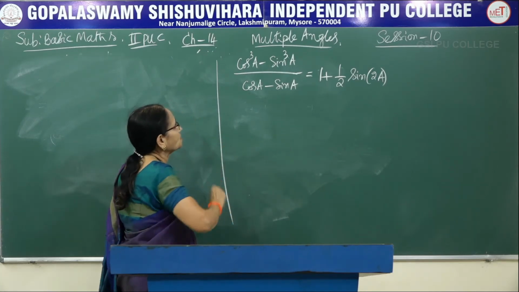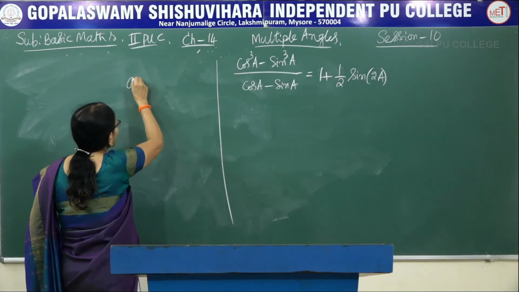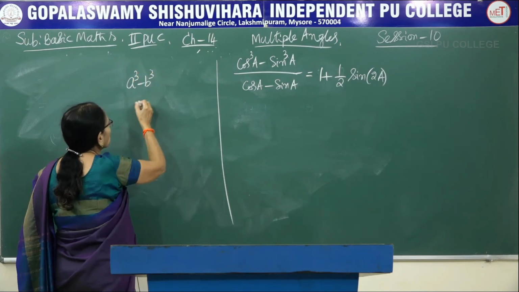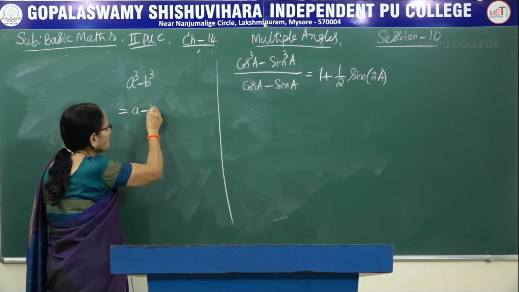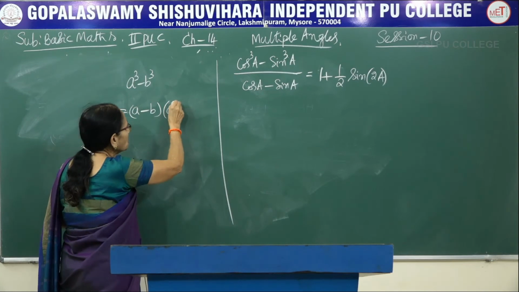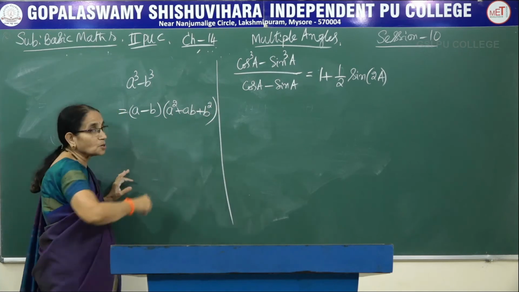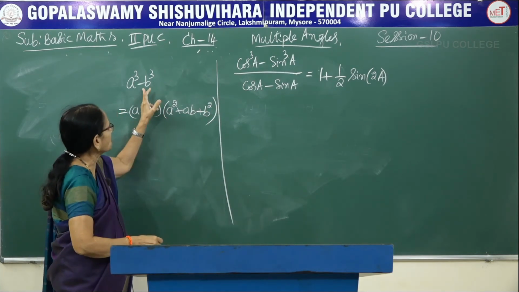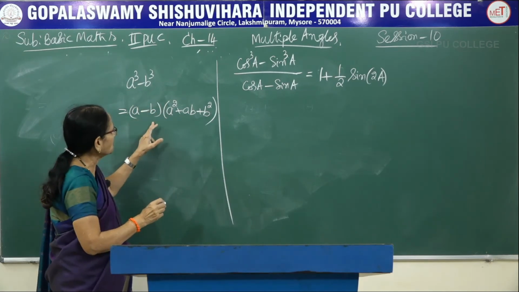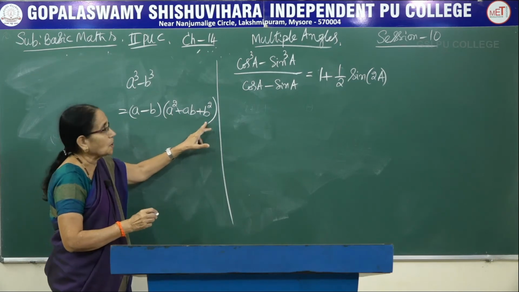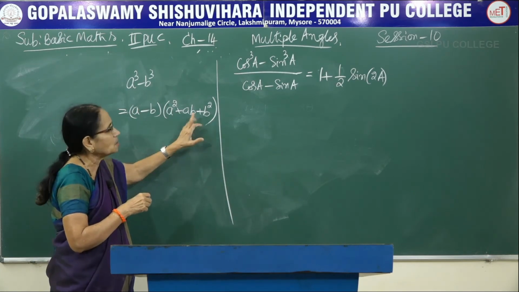Now look at the left hand side: cos cube A minus sin cube A. We have learnt about the factorization of this one, A cube minus B cube. I hope you remember this one. When you factorize, it is A minus B into A square plus AB plus B square. This is called factorization. This is one factor, this is another factor. So one expression can be written as a product of 2 terms. Suppose I had plus here, then this would become plus and here it would be minus, the other would be the same.